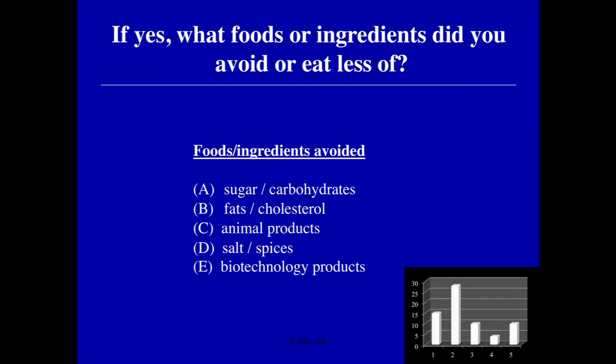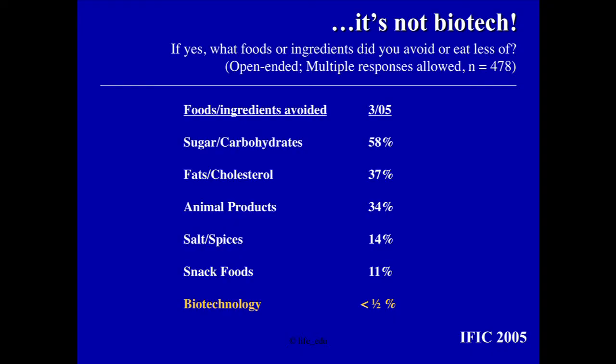If you did decide yes, what were the things that you were cutting out? Sugars, carbohydrates, fat, cholesterol, animal products, cutting down on salt, spicy food. What about biotechnology products? Cutting back on your GMOs? What's a GMO? Well, most people said they were trying to cut back on fats and cholesterol. But only very few actually acknowledged biotechnology products. Are you cutting back on your genetically engineered plants?